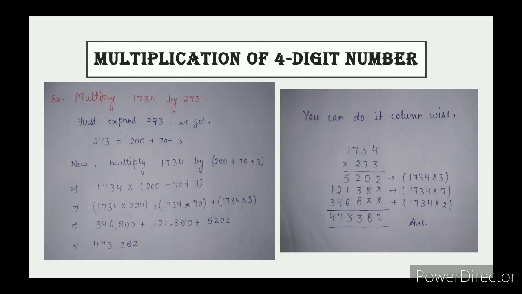After solving by using the distributive property, you will get the answer 4,73,382. You can do it column-wise also, and you will see the answer is the same, 4,73,382.